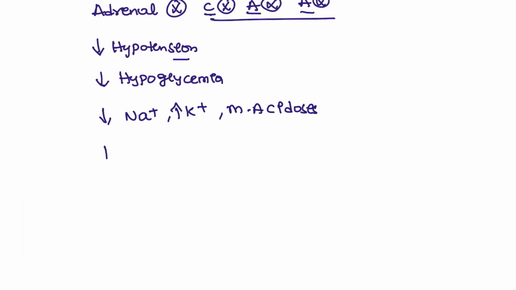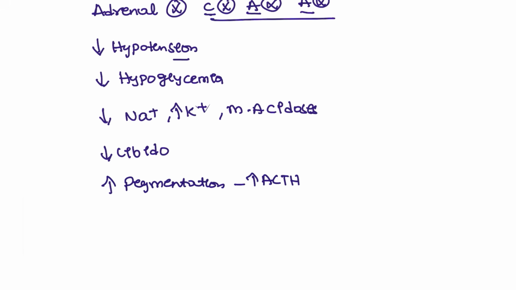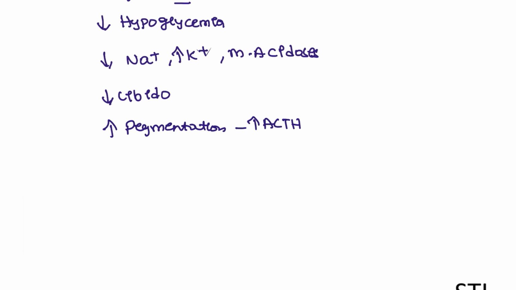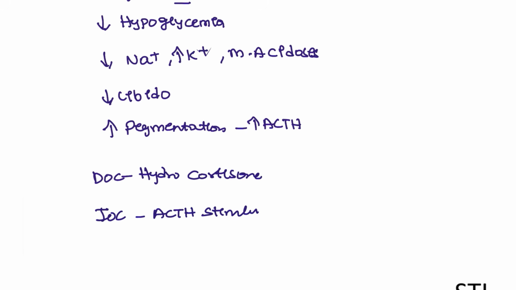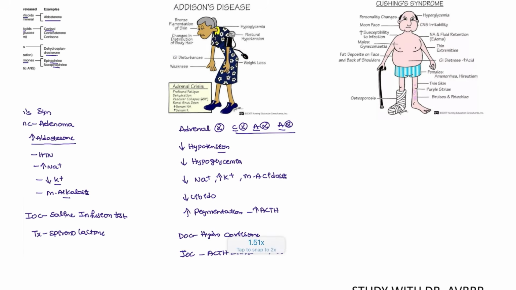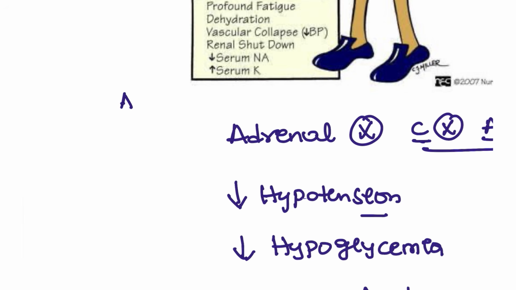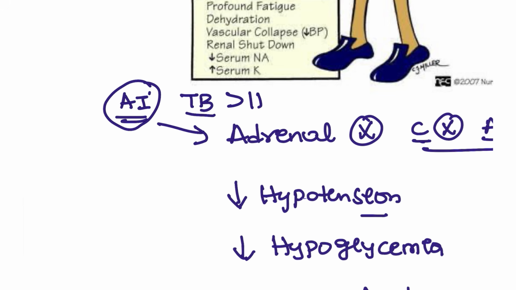Androgens are decreased, so it is going to decrease the libido, but increased pigmentation. Why increased pigmentation? Because all the adrenal hormones are decreased, so ACTH levels will be increased in these patients. So that is why we are going to see the hyperpigmentation. And for this patient, the drug of the choice is hydrocortisone. And the investigation of the choice is the ACTH stimulation test. Okay, and most of the causes are autoimmune conditions only for the patients of the adrenal disease. In India, TB is more common than the HIV.